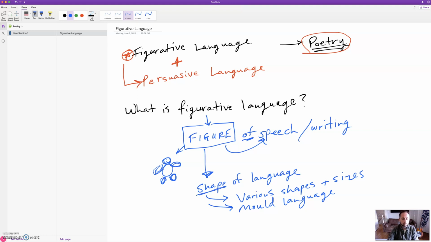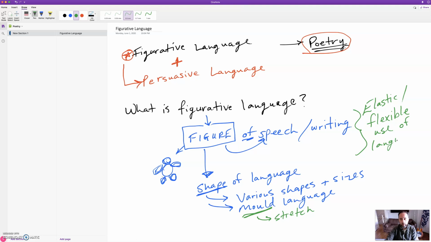So we think of this idea of shapes. We can get various shapes, right? And we can actually stretch. We can mold language. Okay? It's elastic a bit. It's flexible. So we can stretch and mold the language to fit what we're trying to communicate.